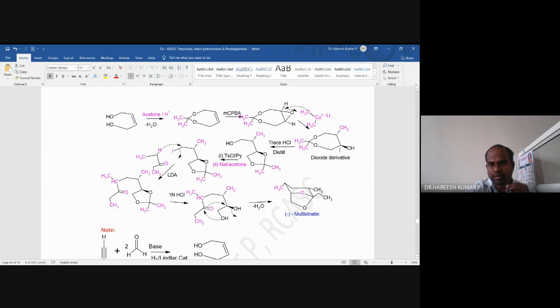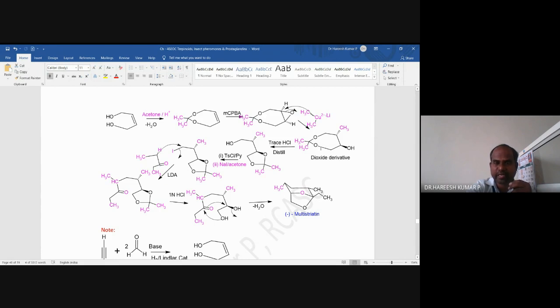You know that this has a hydroxy group, and this dioxolane is treated in the presence of traces of HCl. Traces of HCl means you can just pass dry hydrochloric acid gas to the dioxolane. That trace is enough. Otherwise, you can add 1 drop, but instead of adding 1 drop, it's better to pass dry gas to the dioxolane so that it acts as a trace amount, for a minute. Then what will happen?